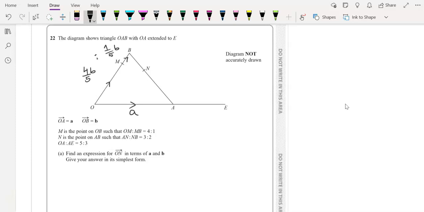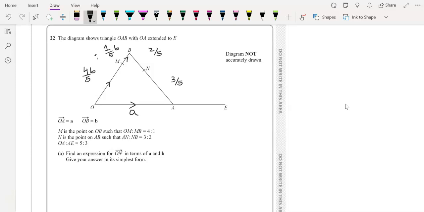N is a point on AB such that AN is to NB is 3 is to 2. So this is 3 parts and this is 2 parts, total is 5. So AN will be 3/5, whereas NB will be 2/5. We don't know the vector, so we cannot write it as of now.